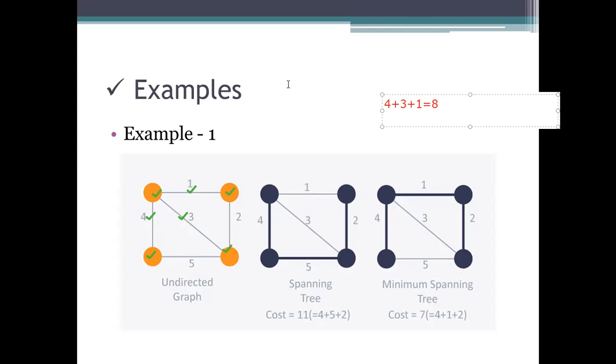And then consider another path. This one, and then this one. Okay, here 4, 5, 2. 4 plus 5 plus 2 is equal to 11. Okay, next one.